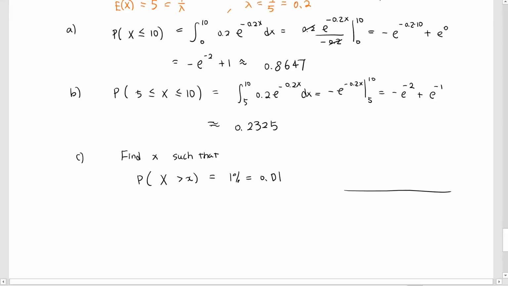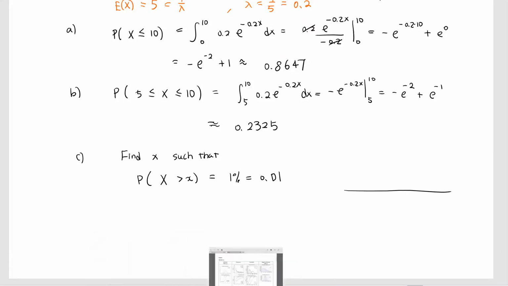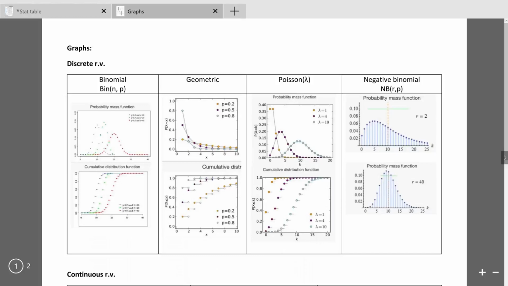Oh, I forgot to show you the pictures for the exponential distribution. Here are the graphs. This graph is on our course website. Here are the graphs for the discrete random variables. Maybe it's good to review with you. This is the binomial distribution, and this is the CDF for it.